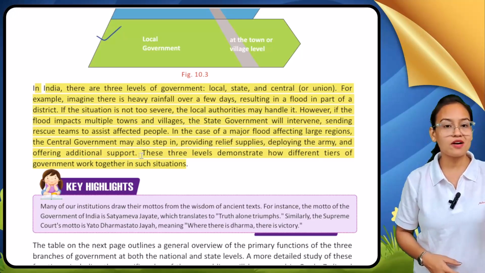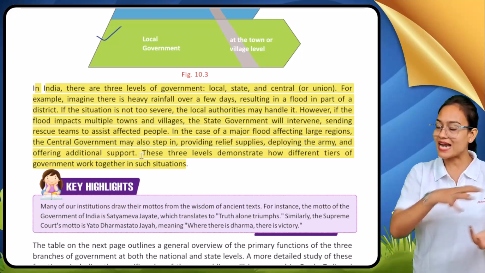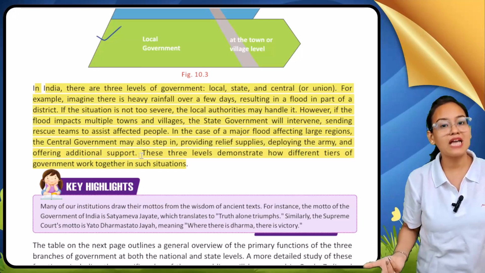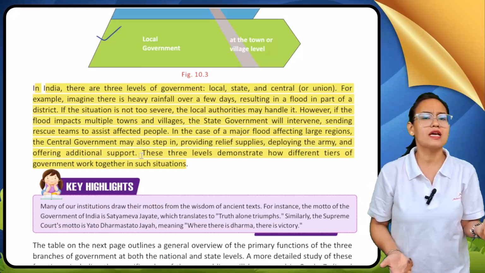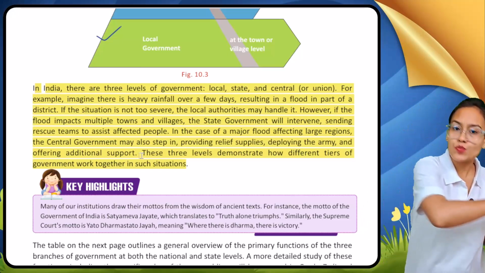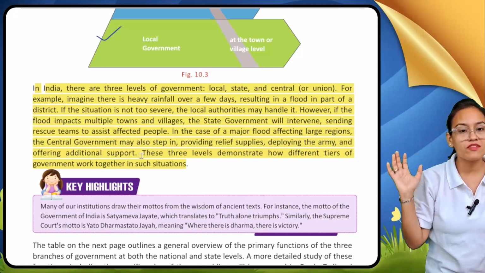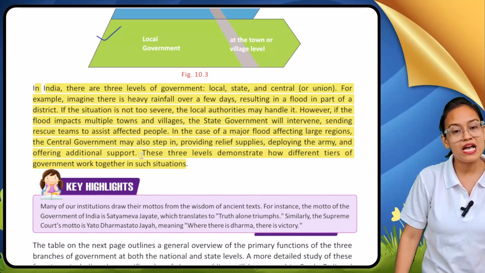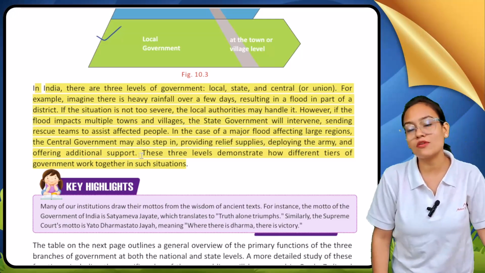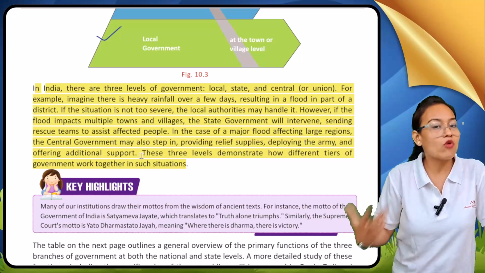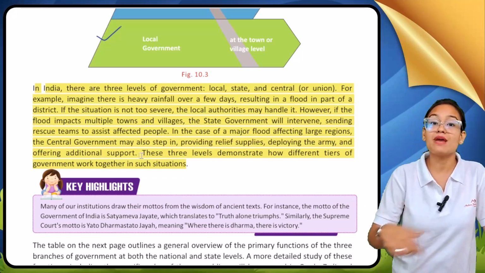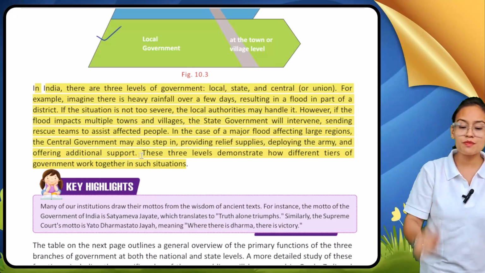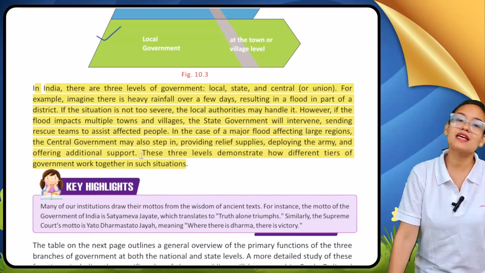But what happens if local authorities are not able to handle the flood situation? Earlier the flood was limited to an area, and the problem in that area was solved by the local authority. But now, due to continuous rainfall, the flood water spreads not only to two or three villages, but covers more than half of the state. So here the state government will interfere. In what way? They are going to send many rescue teams to tackle this flood problem. In case of a major flood affecting a large region, the central government may also help.